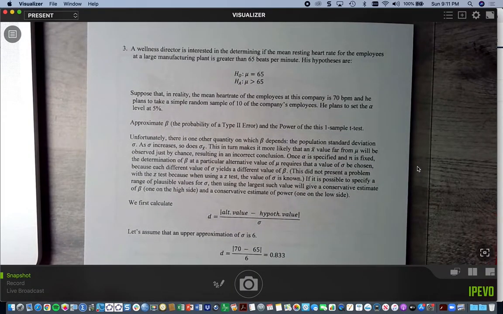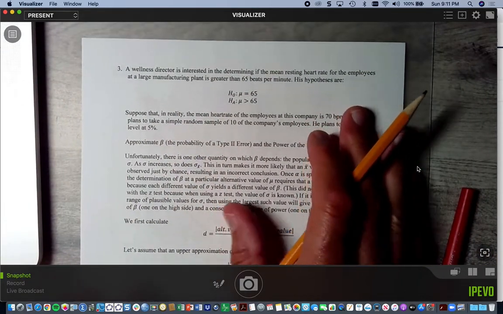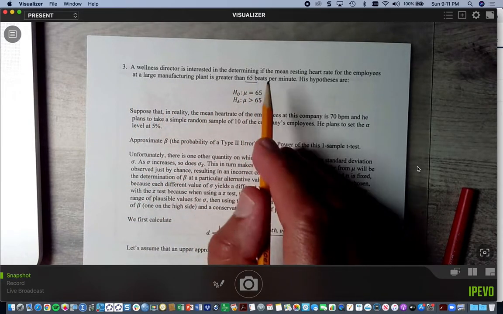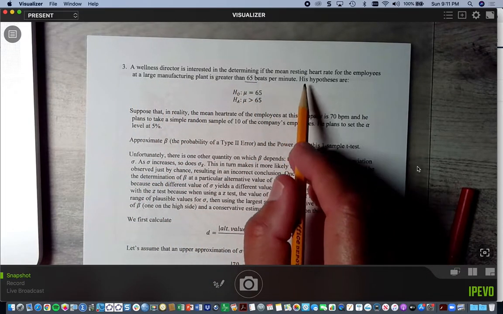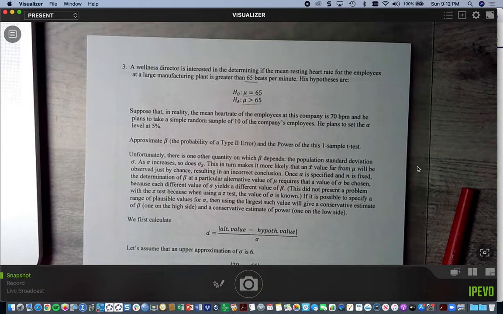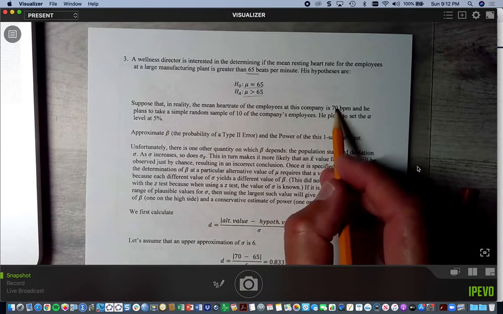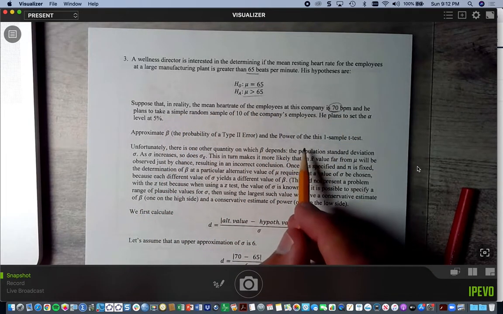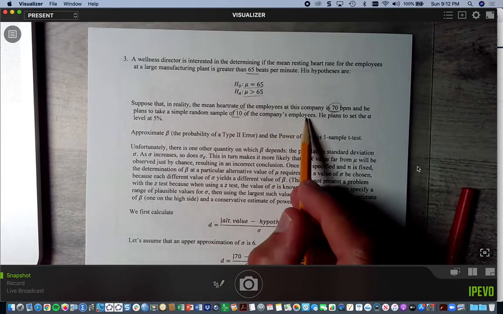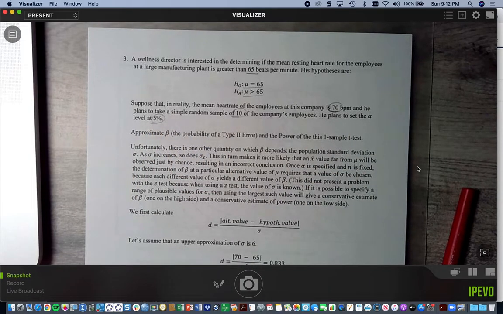This problem is: the wellness director is interested in determining if the mean resting heart rate for employees at a large manufacturing plant is greater than 65 beats per minute. His hypotheses are that the mean is 65, his alternative is that it's more than that. Suppose that in reality the mean heart rate for employees at this company is 70 beats per minute, and he plans to take a simple random sample of 10 people from the company, and he plans to set the alpha level at 5%.